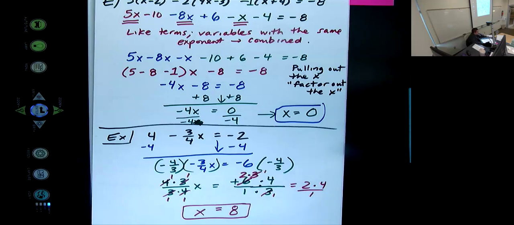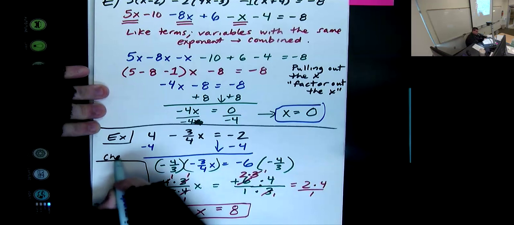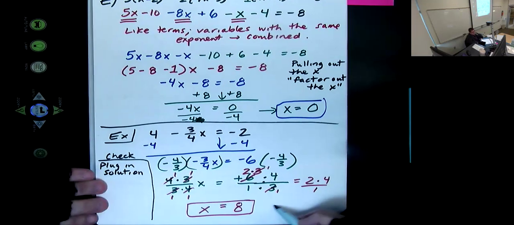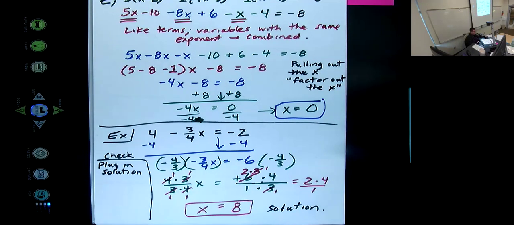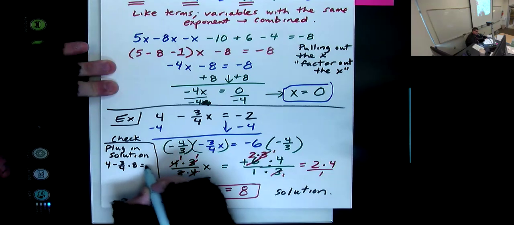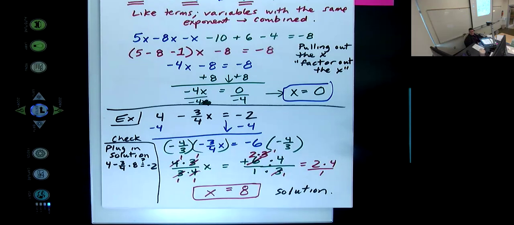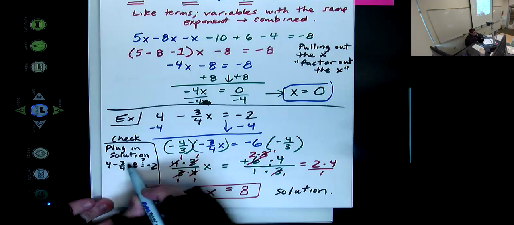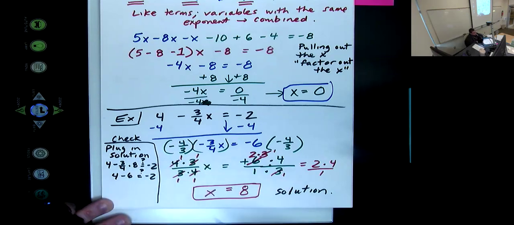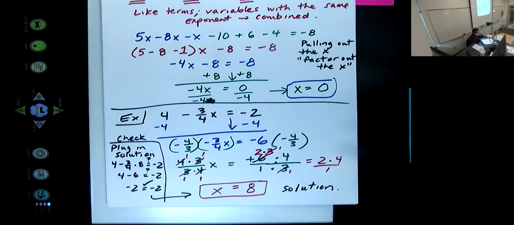I didn't show this on any other steps, but maybe they should have. You can always check your work. Check. Plug in the number. Plug in the solution. That's what they're called, solution. Four minus 3/4 times 8. Does that equal negative 2? Once you've simplified this, you could do this as 3 times 8 is 24 divided by 4. That is a 6. 4 minus 6, does that equal negative 2? Negative 2 does equal negative 2. So x equals 8 is a verified solution. Verified, it solves the equation.